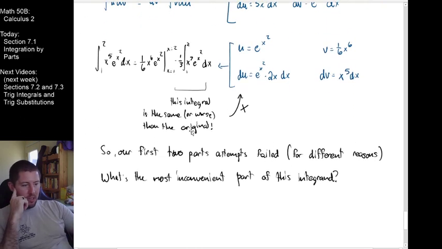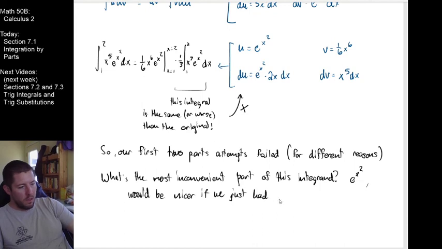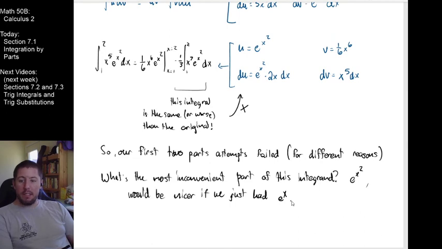So my answer to this, what's the most annoying, which in my writing, so that when everybody reads this later, they don't see my obnoxious word choice that I'm verbalizing right here, I say annoying, but I'm writing this as inconvenient, right? I think it's the e to the x squared. I think that this problem wouldn't be so obnoxious if I just had an e to the x.